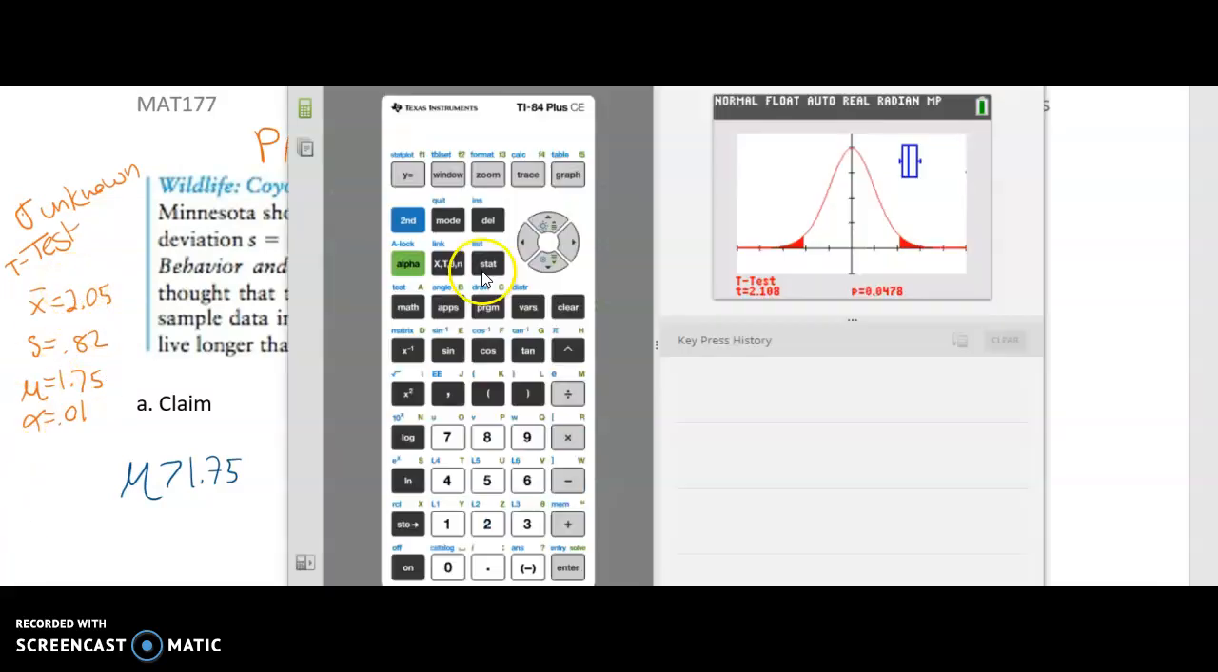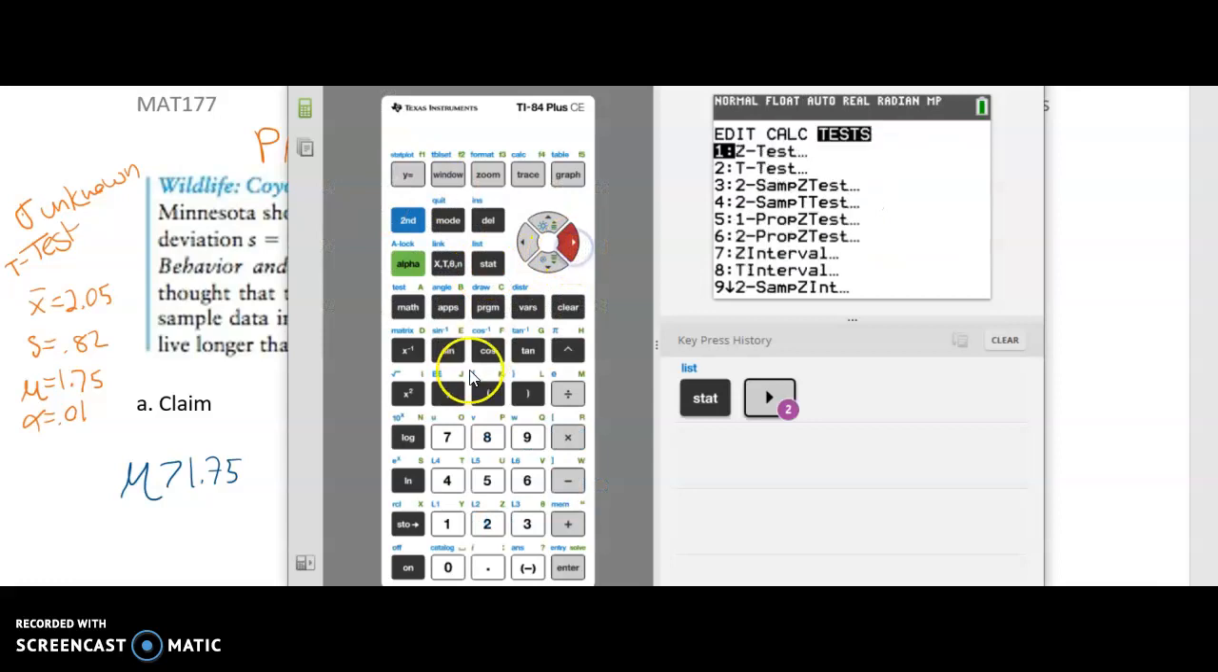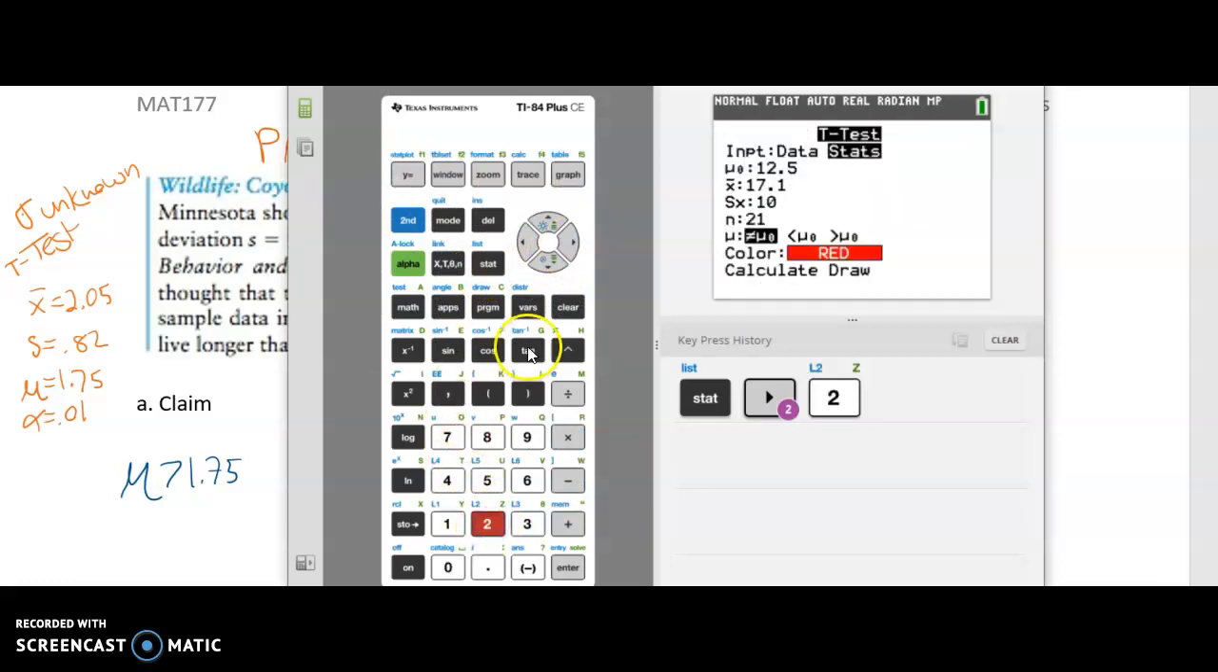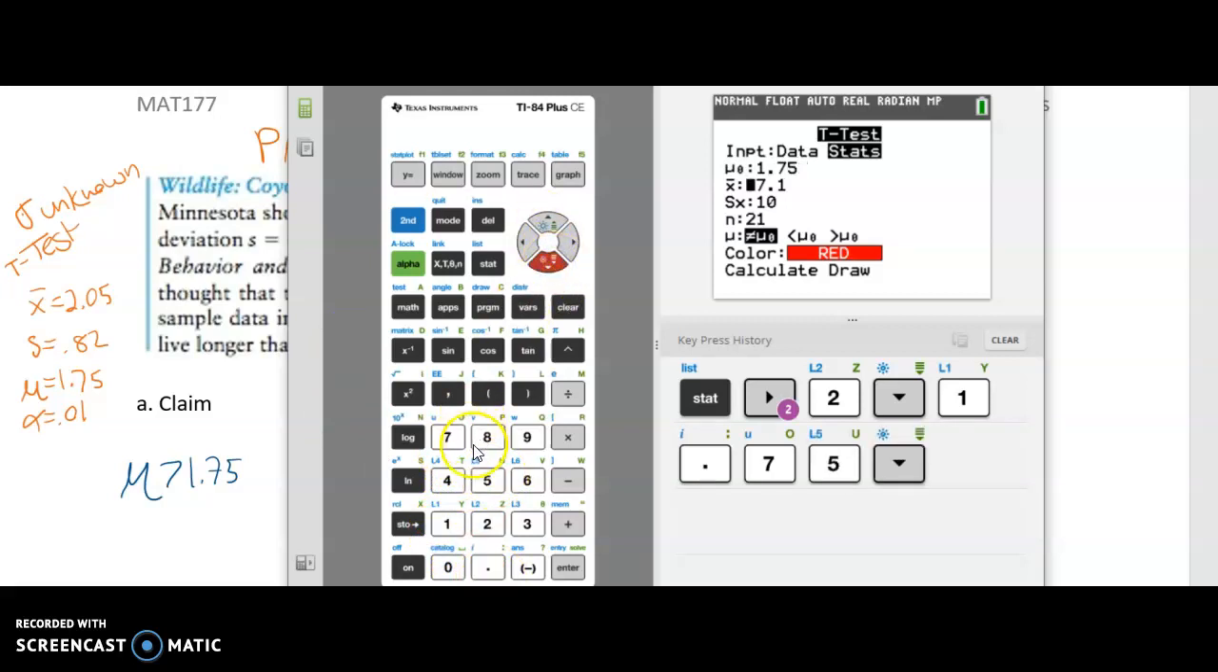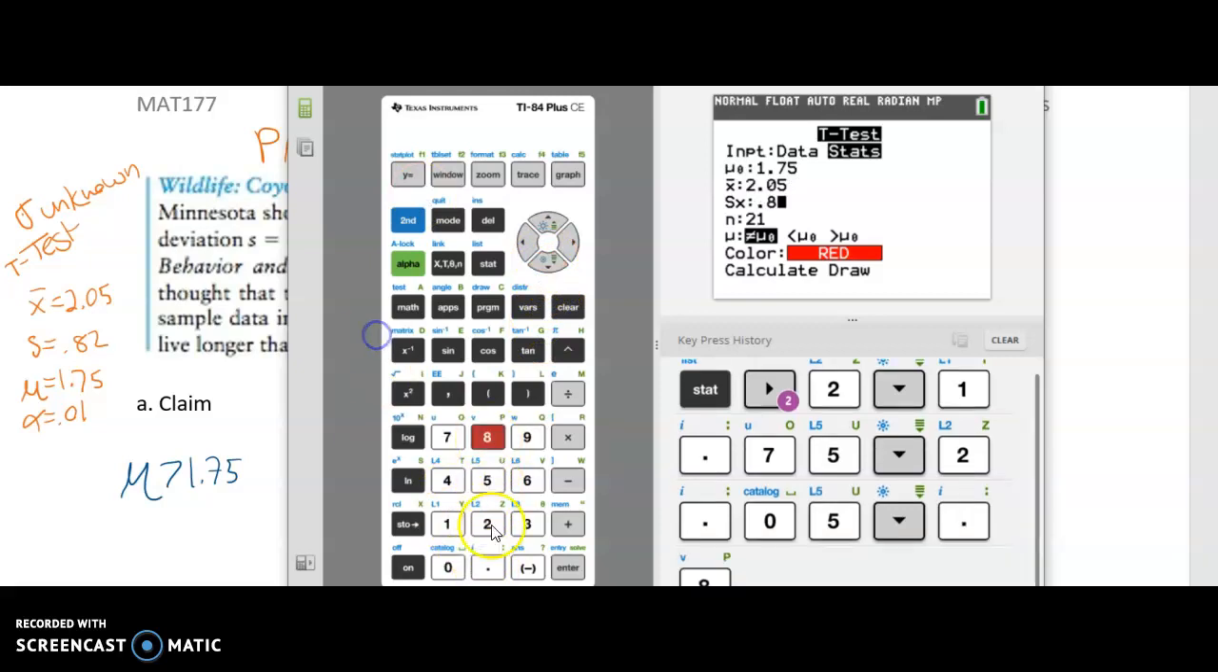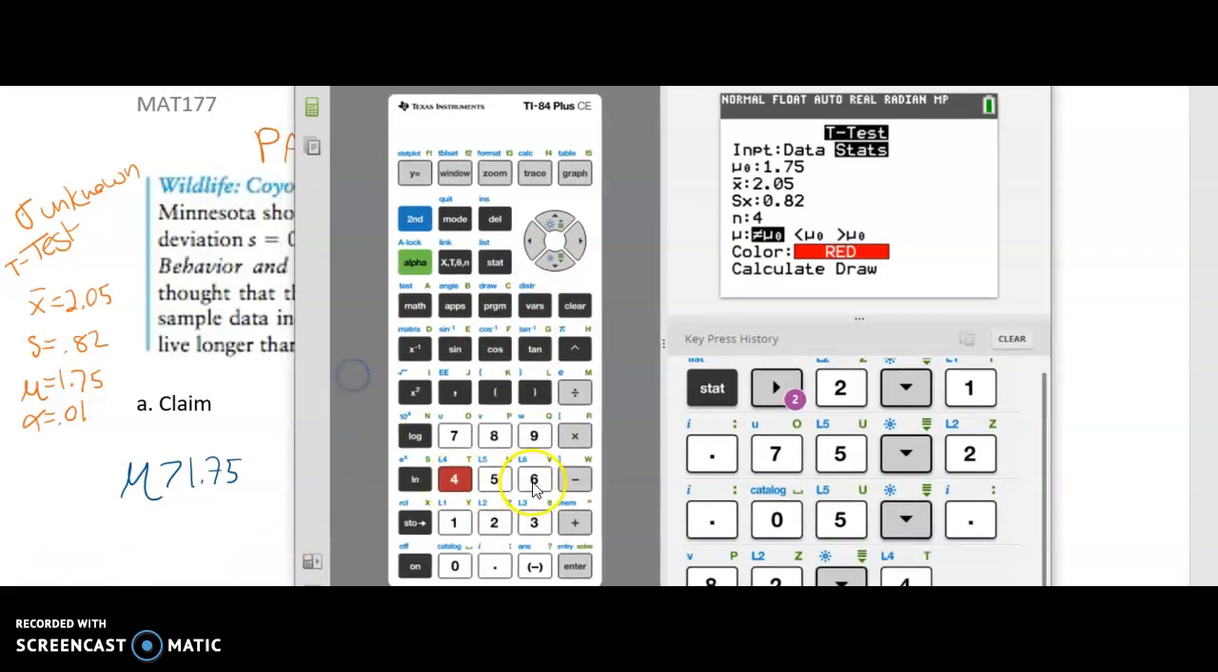Let's put this in our calculator. Select stat over to tests and select a t-test. Now we're going to use stats and we'll type in our mu as 1.75, our X bar as 2.05, standard deviation 0.82, and our N value for this problem is 46.